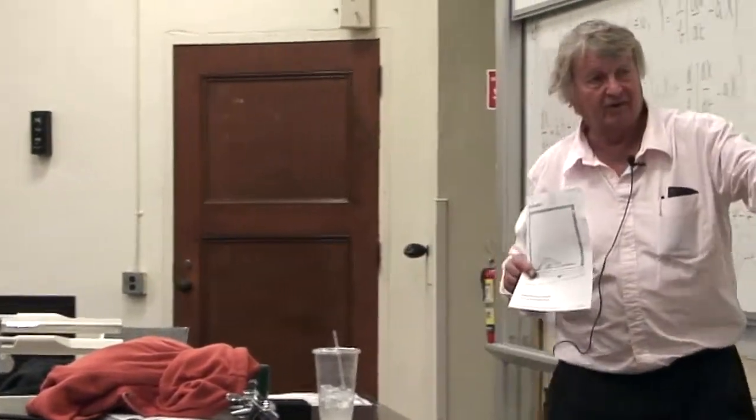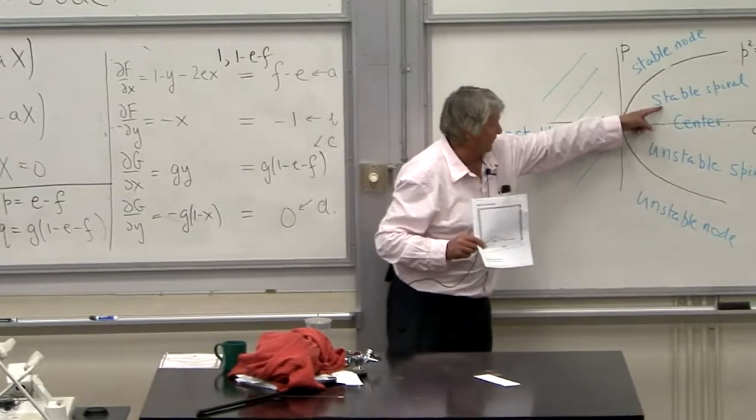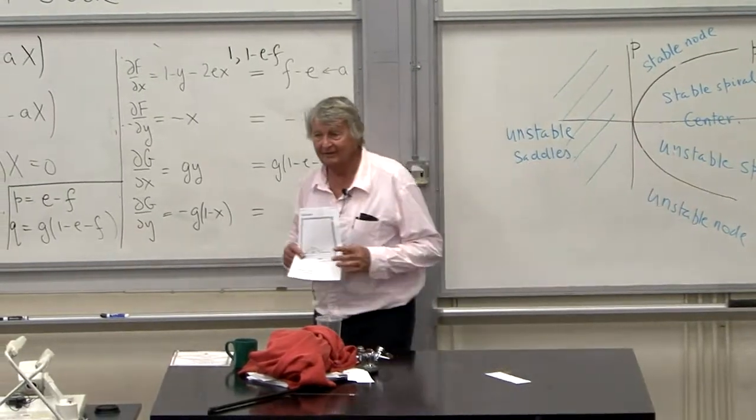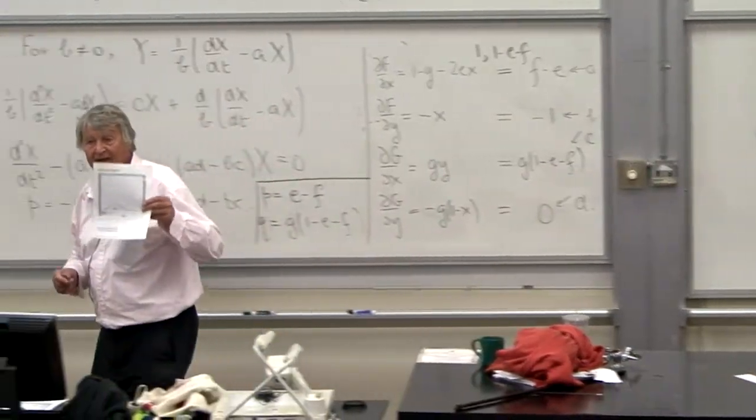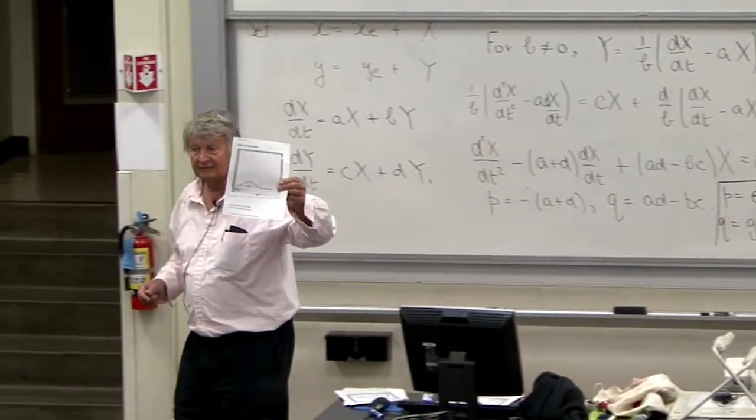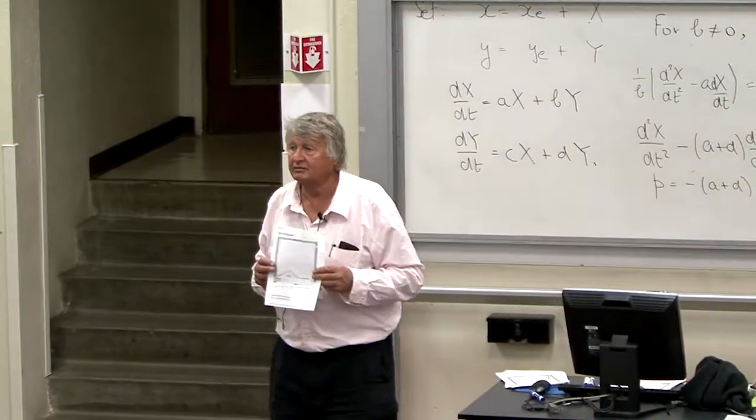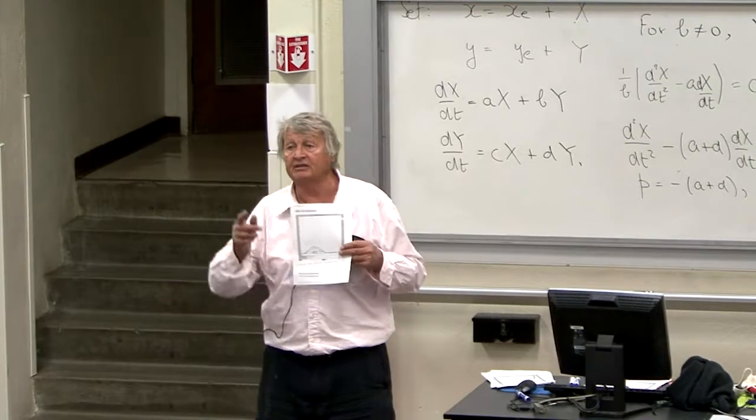Negative. So I've slipped from up here down to here. And what do you see? You're spiraling out. You're spiraling out. You have lost. There's no stable fixed points in this whole ecology.